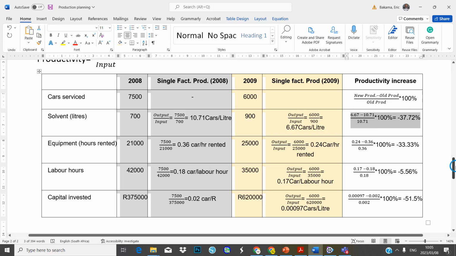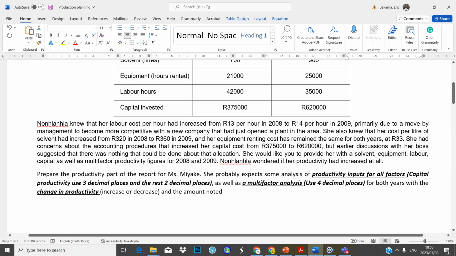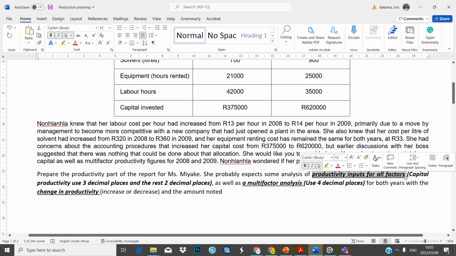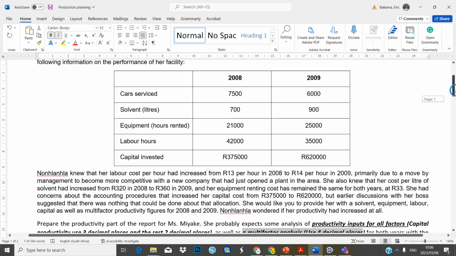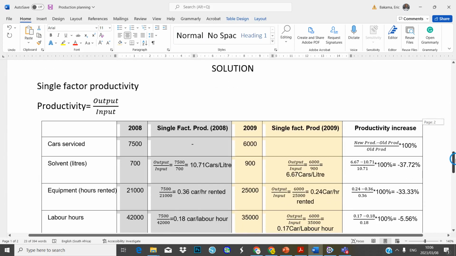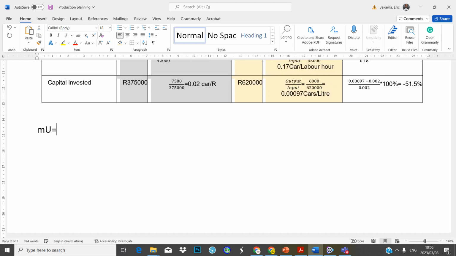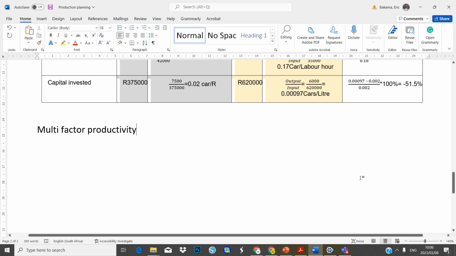Now in this section, we are going to do the multi-factor productivity. When we look at this part, they are talking about productivity for all the factors, which is what we have done, as well as a multi-factor analysis. For the multi-factor analysis, we will use a 4 decimal places value here. Now for the multi-factor, the situation is a little bit different. Let me take you through it just to give you an idea. So this one was a single factor, and this one here I'm going to call multi-factor productivity. Now in this case, let me go back first to the statement.